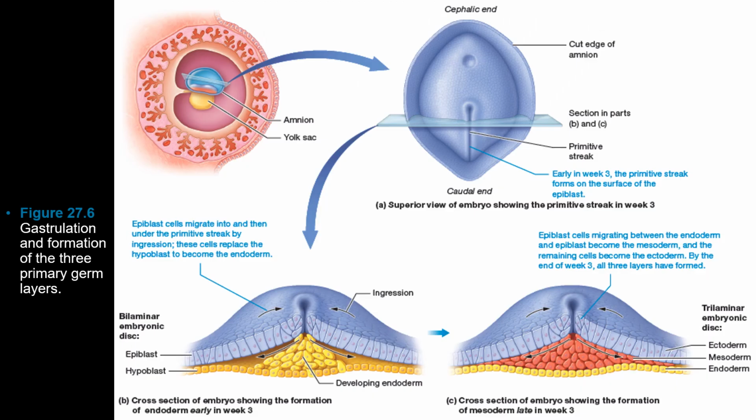Now here you can see some of that ingression and the primitive streak being formed. You can see the primitive streak here and also here. And of course you do see this densely packed ectoderm, a densely packed endoderm, and a loosely packed mesoderm. And this image here just shows the ingression and the shuffling of cells as they move to their eventual locations.